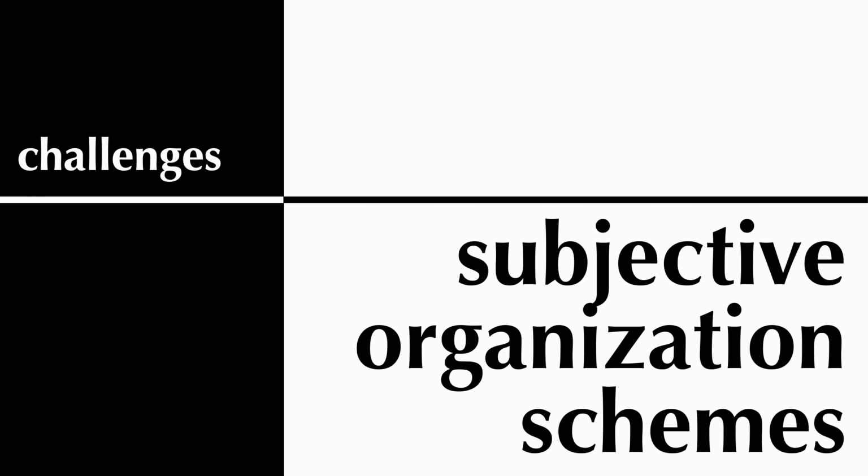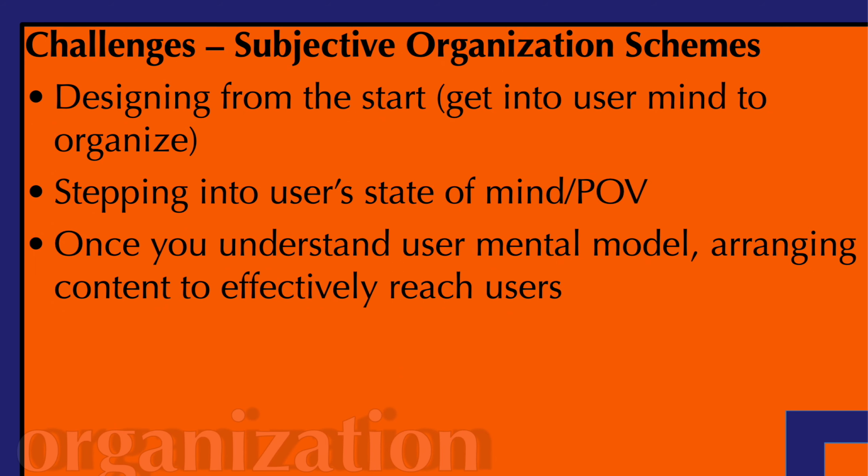Some of the challenges when engaging with subjective organization schemes. One can be designing from the start. When you're beginning, it can be really difficult because you need to sort of get into the user's mind to organize, so that can be a little bit complicated. Similarly, the process of stepping into the user's state of mind or point of view can be difficult. However, once you understand the user mental model, arranging content to effectively reach users is possible, but again, can be complicated to get into. It's not a given. You have to work hard to do that. I'm going to go over four specific schemes.